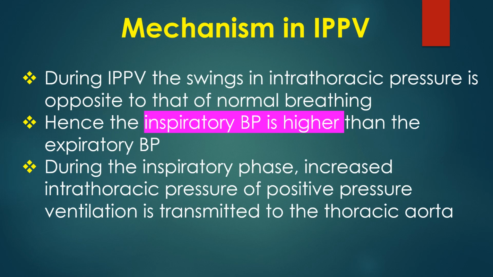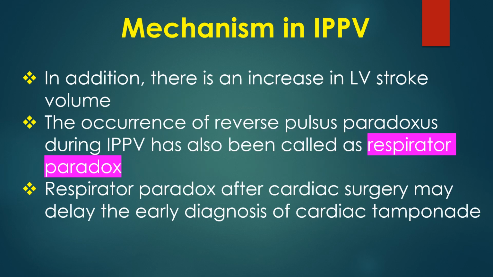During IPPV, the swings in intrathoracic pressure are opposite to that of normal breathing. Hence, the inspiratory blood pressure is higher than expiratory blood pressure. During the inspiratory phase, increased intrathoracic pressure of positive pressure ventilation is transmitted to the aorta. In addition, there is an increase in the left ventricular stroke volume.